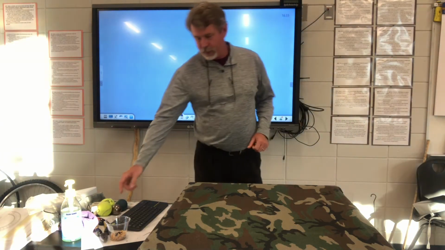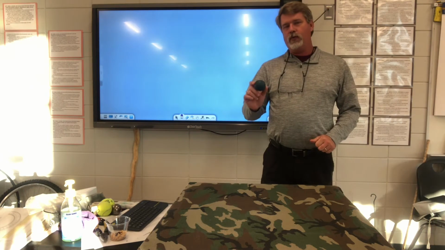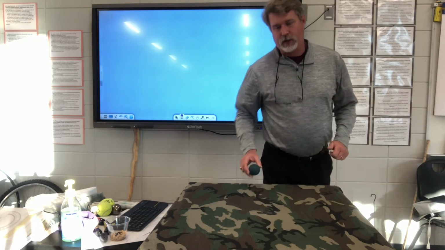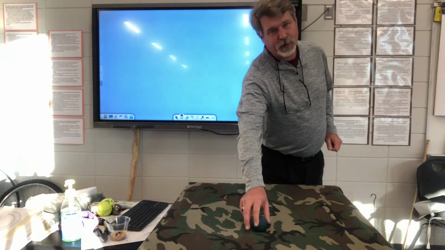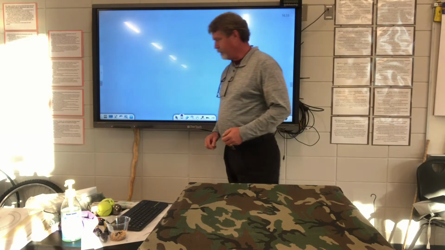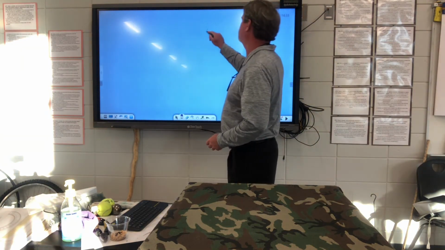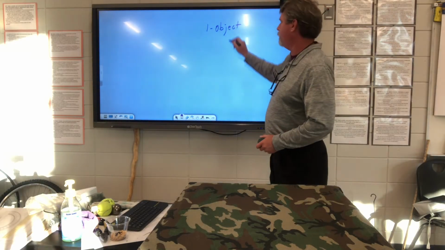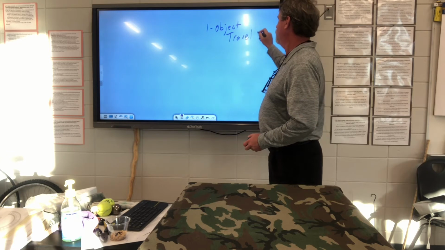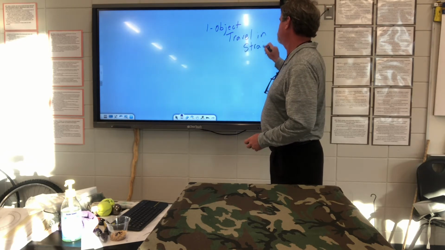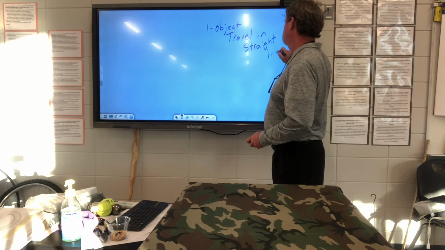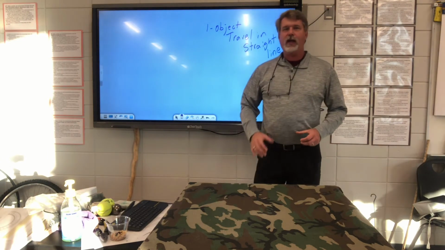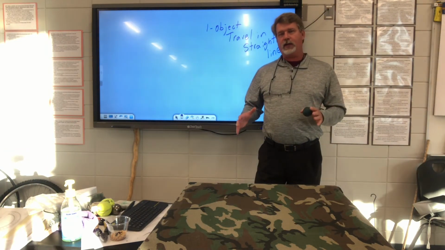So we start off with one object. If we take one object and roll it in space, how does it behave? Well, it's going to follow Newton's laws of motion. One object is going to travel in a straight line. That is the natural motion of an object, and we've seen that through Newton's laws, and we've already looked at that information.